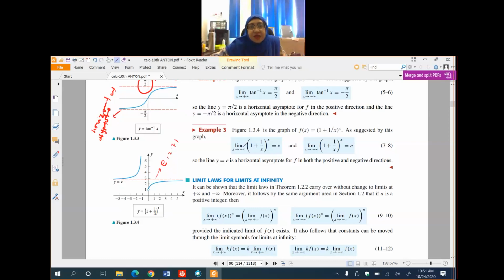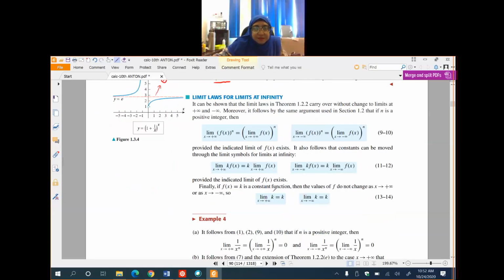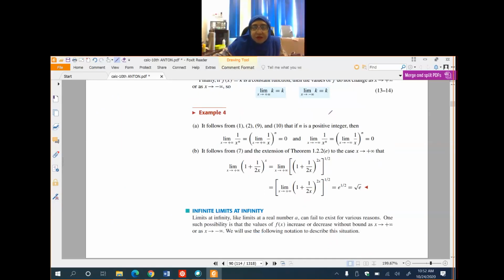As x tends to plus infinity, the function is getting closer to this line, which is equal to e. It's the same for the left hand side. As x tends to negative infinity, it is getting closer to e. So this line y equal to e is the horizontal asymptote for f in both the positive and negative directions. So it's not difficult for you to understand the horizontal and vertical asymptotes.